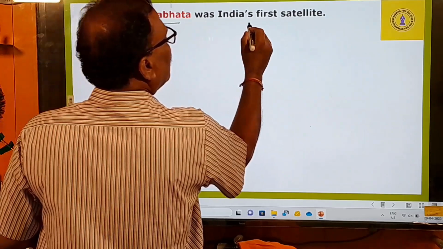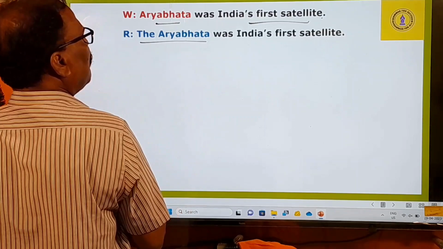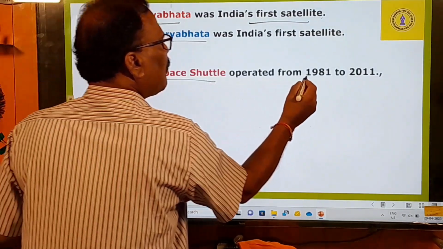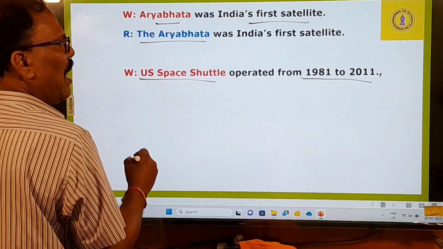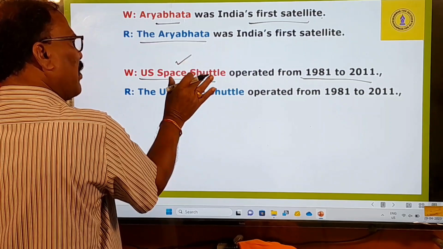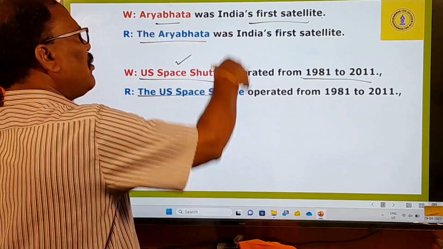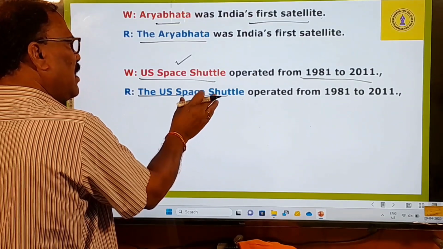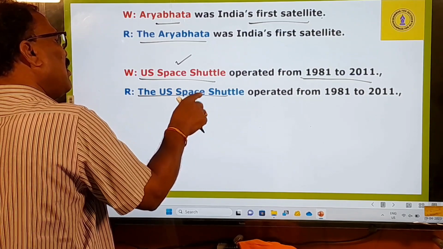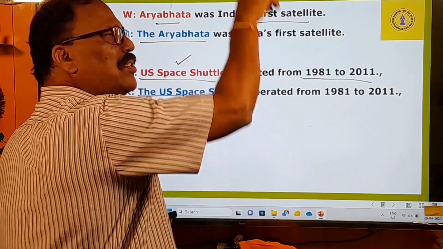Aryabhatta was India's first satellite. Okay, here we have to say the Aryabhatta. The Aryabhatta was India's first one. US space shuttle operated from 1981 to 2011, and this is a spacecraft or spaceship or rocket, whatever you can call. The US space shuttle, it carries the satellites into the space. This is a kind of spacecraft by which NASA will send satellites into the space.